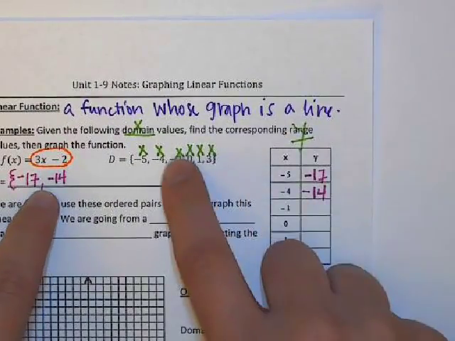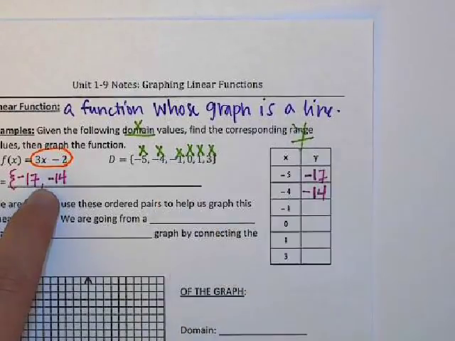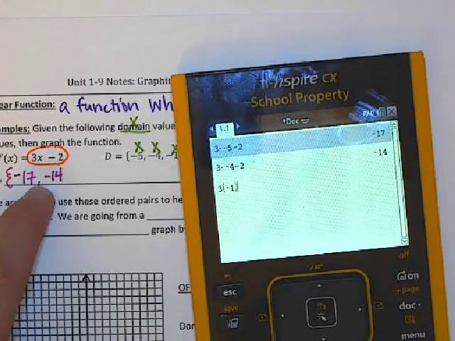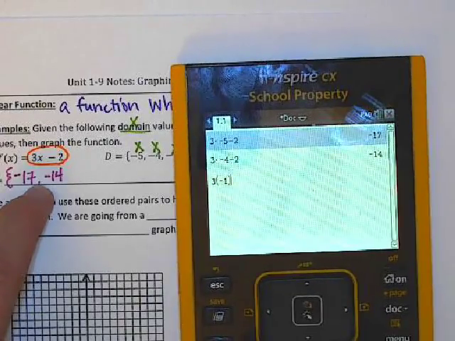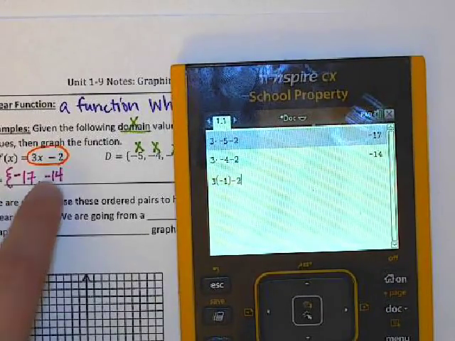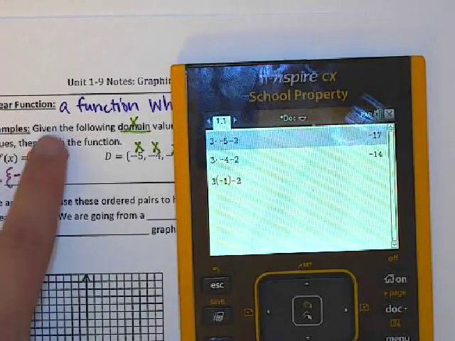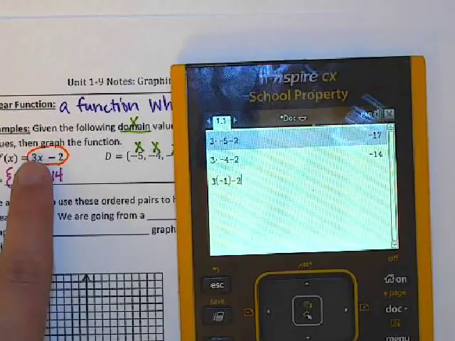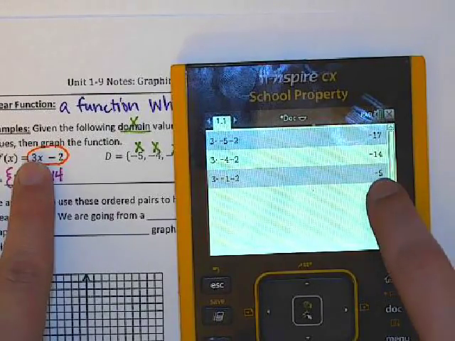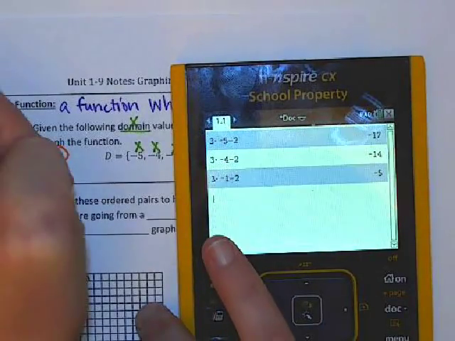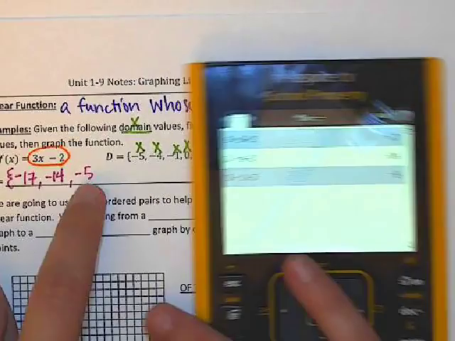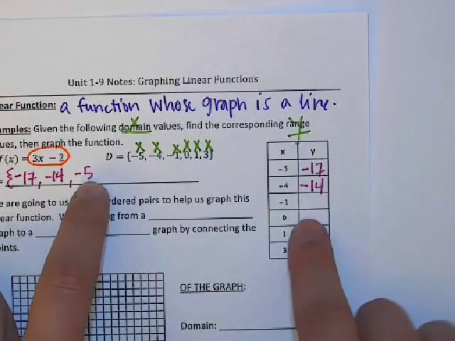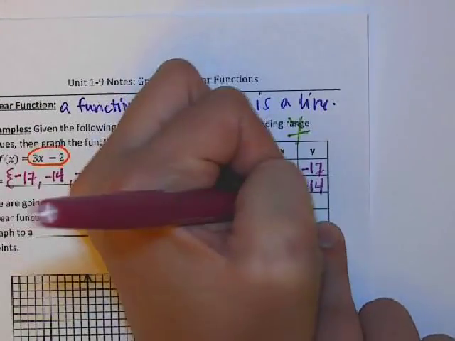And then I'm going to sub in my next bench warmer, which is negative 1. And when he goes into the game, he's got to have a helmet on. Minus 2. Does everybody see where I'm plugging it into this equation? Instead of writing x, I put the number, the bench warmer. And I get negative 5. Good. And that represents my y. So when x was negative 1, my y was negative 5.